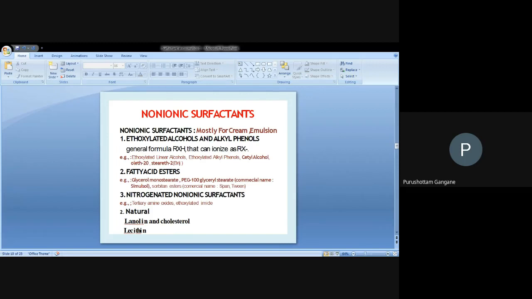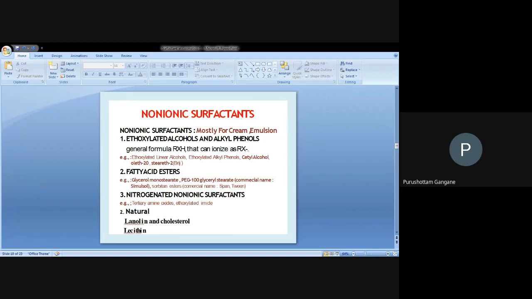Next category in the surfactants are the non-ionic surfactants. They are more popular and safer surfactants, as they do not possess any charge, they do not interact with the cell surface, and they do not show any toxic reactions with human skin or cells. So that is why they are more popular in nature. They are mostly used in creams and emulsions.